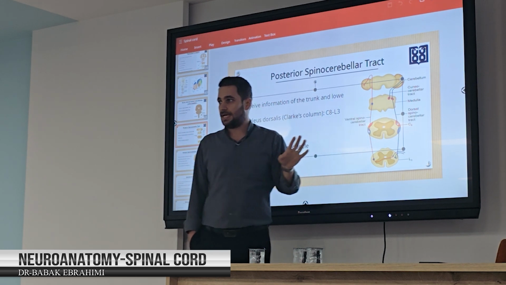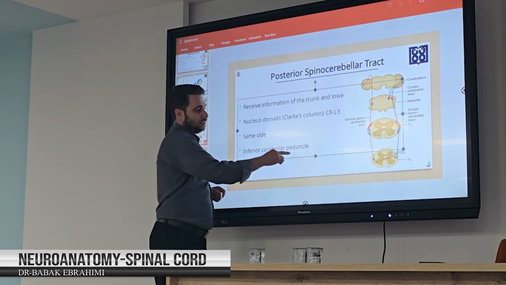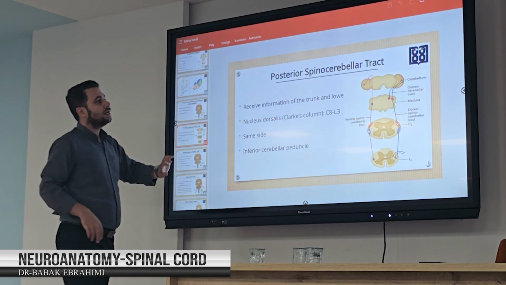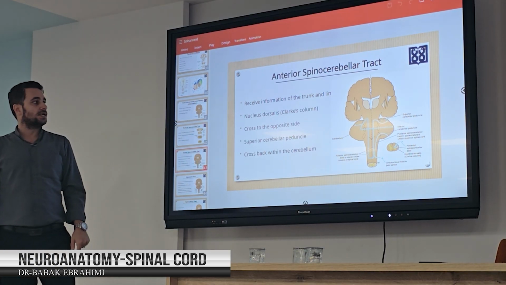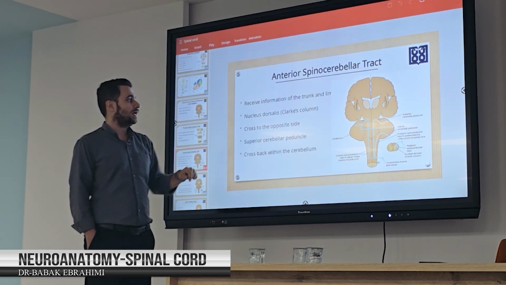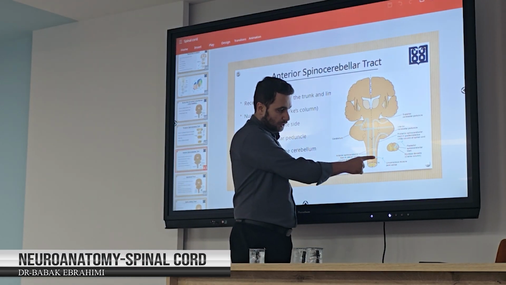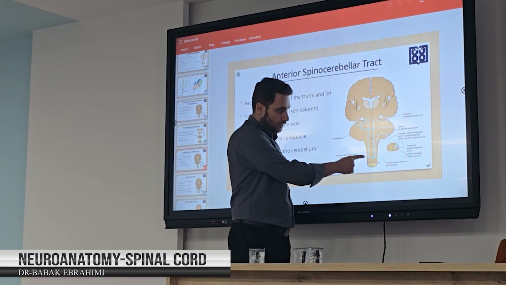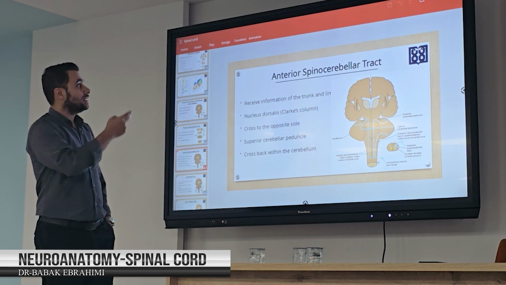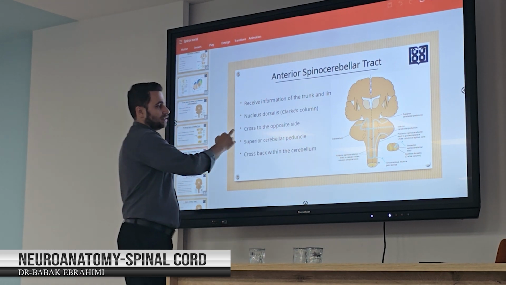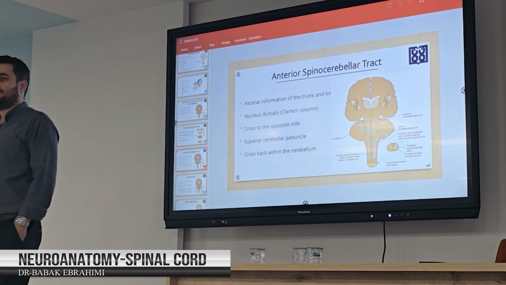Okay? Understand? And I will tell you at the brain stem what is the peduncle. I will tell you about that. So posterior spinocerebellar. This one, anterior spinocerebellar, receive the information of the trunk and limbs, cross to opposite side. Look at here, comes to spinal cord, cross to another side, goes upward and then goes to cerebellum. This is the differences. The anterior spinocerebellar has a cross, but the posterior spinocerebellar doesn't have any cross.